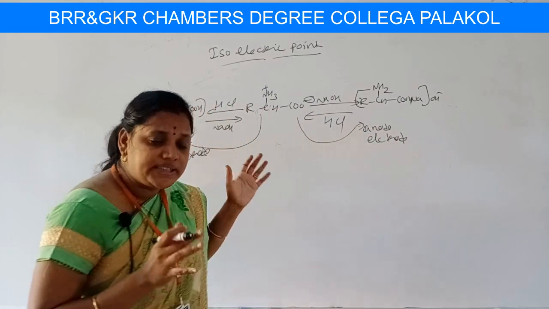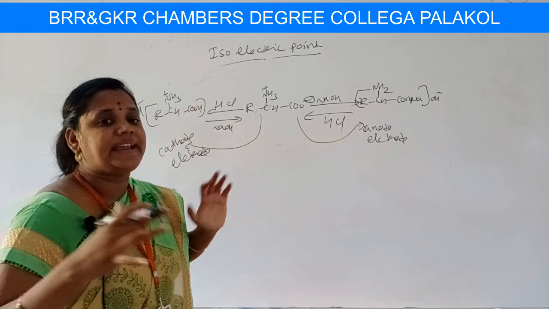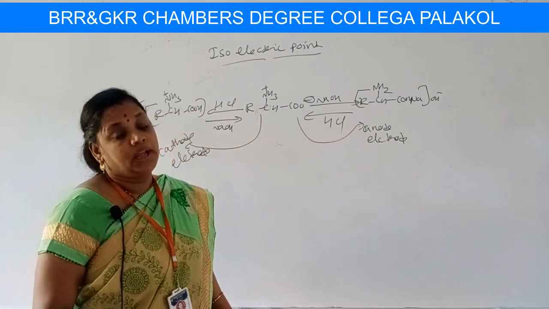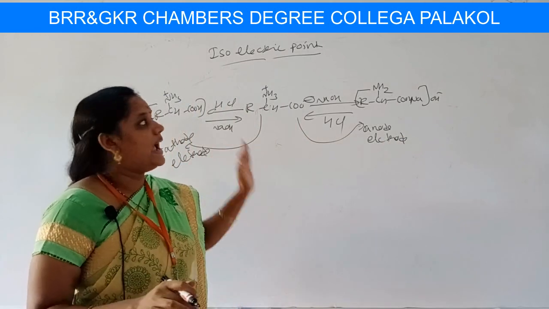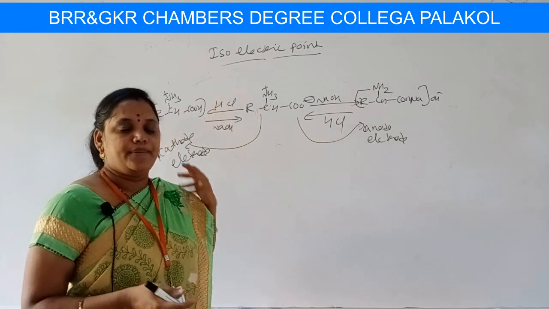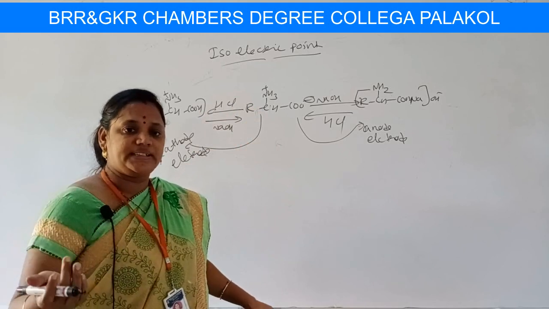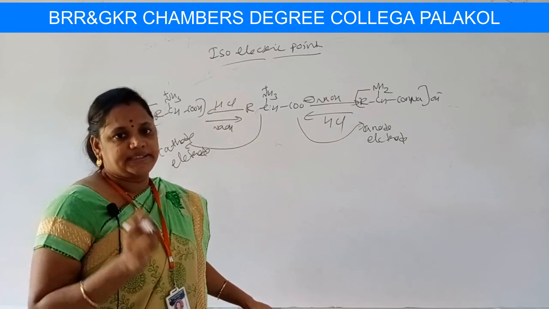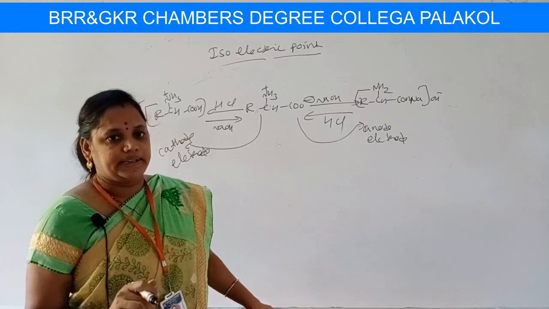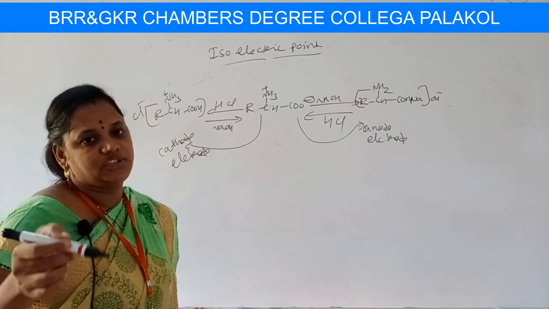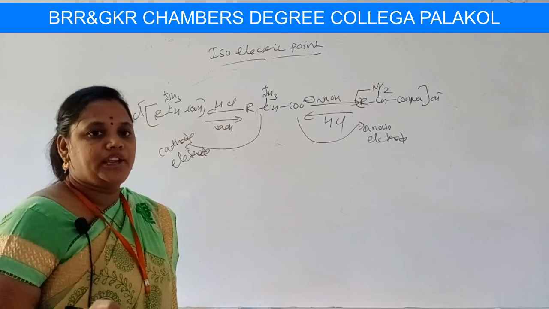Migration towards the electrodes, anode electrode and cathode electrode, stops at a particular pH. That pH is called the isoelectric point of amino acids. Then how do we know whether the amino acid is of neutral, acidic or basic character? Simply, we can know by conducting a pH test on that amino acid.